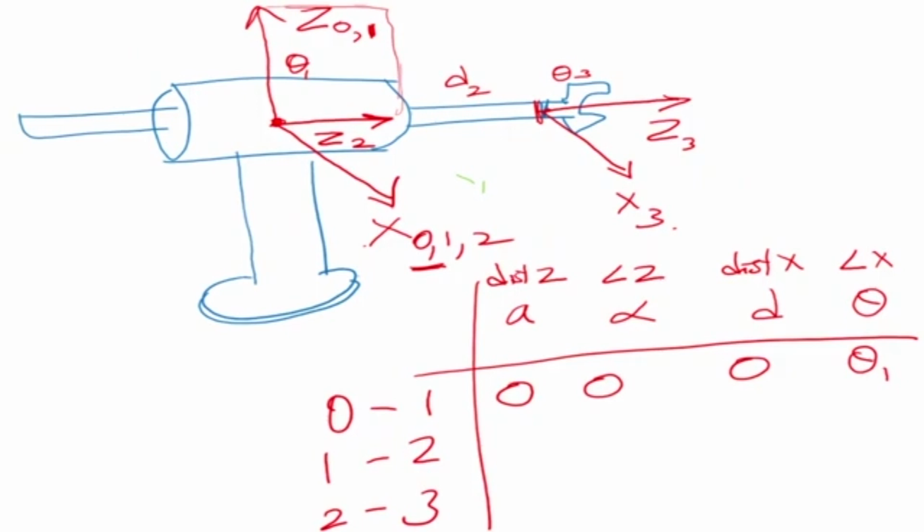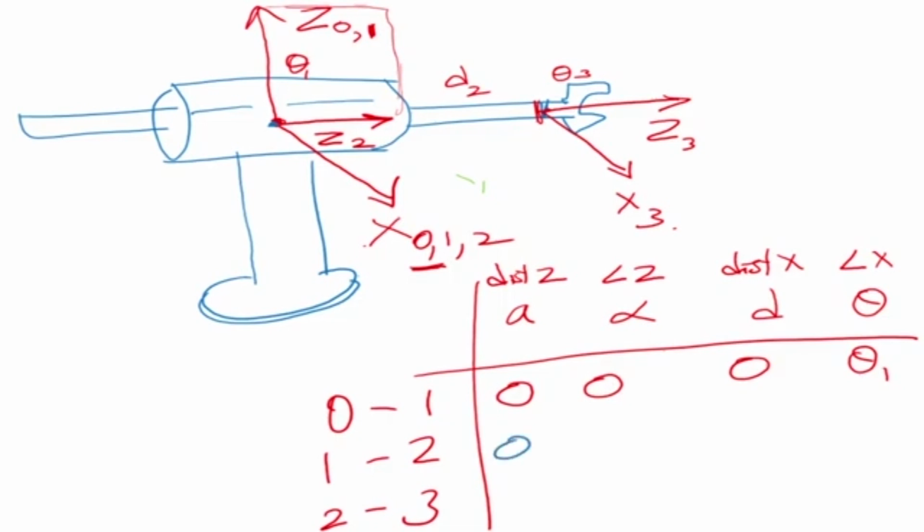Now a is the link length, the distance between the Z's. Z1 and Z2, what is the distance between them? There is no distance between them, because they are intersecting at a point irrespective of where the origin is. The origin can go this side or this side, but they are still intersecting there, because an axis extends in both directions. So it's 0.